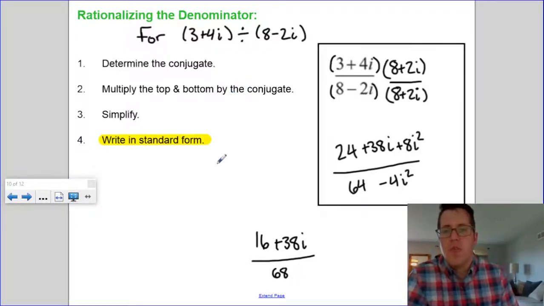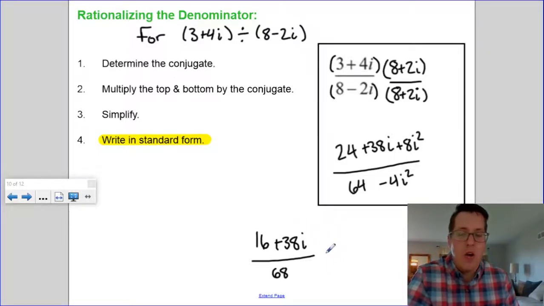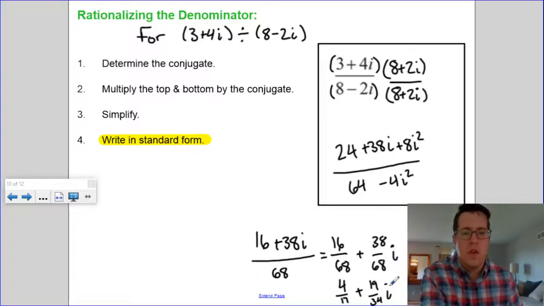Now, our last step is to write in standard form, which is something that is often forgotten. We're supposed to write a plus bi, not a plus bi over something. So, for example, we would start by saying that this is 16 over 68 plus 38 over 68i. And then, if we have the need to, we will reduce. So this simplifies down to 4/17 plus 19/34i.